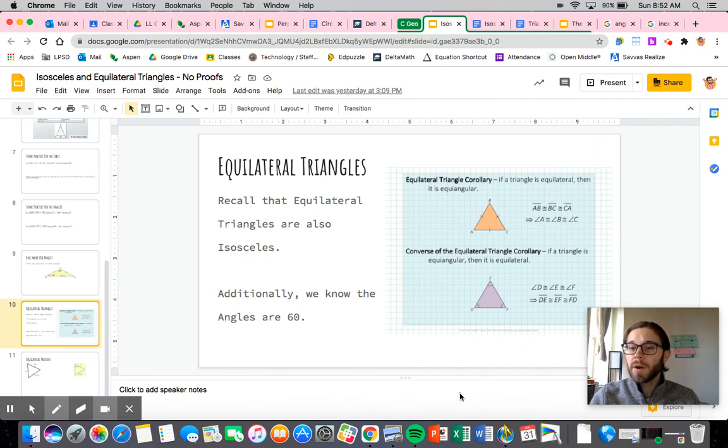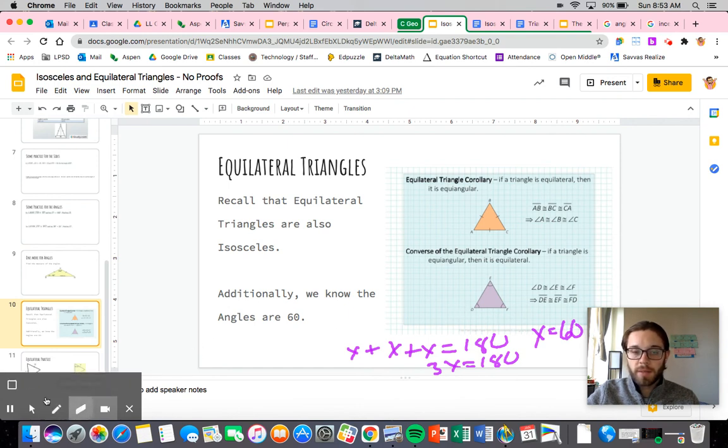So what does that mean? What are all sides? We don't know what all the sides are. The sides are just the same. However, if all three angles are the same, that means that they would be x plus x plus x equals 180, right? So that would be 3x equals 180. So x would equal 60. So if we know it's an equilateral triangle, we know that all three angles are 60 degrees. Okay? So that'll help us.